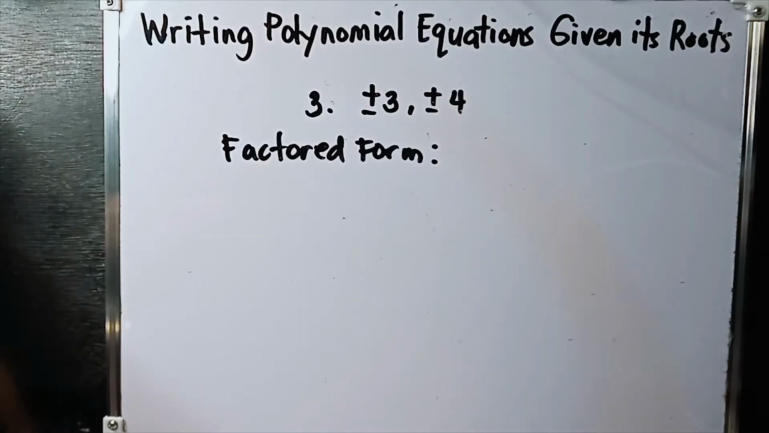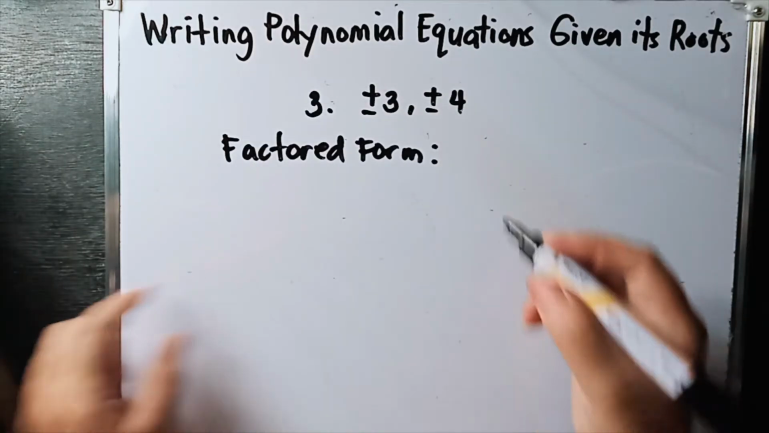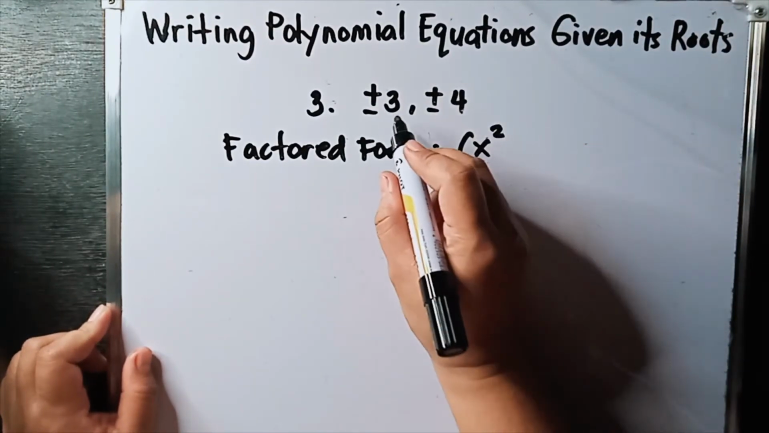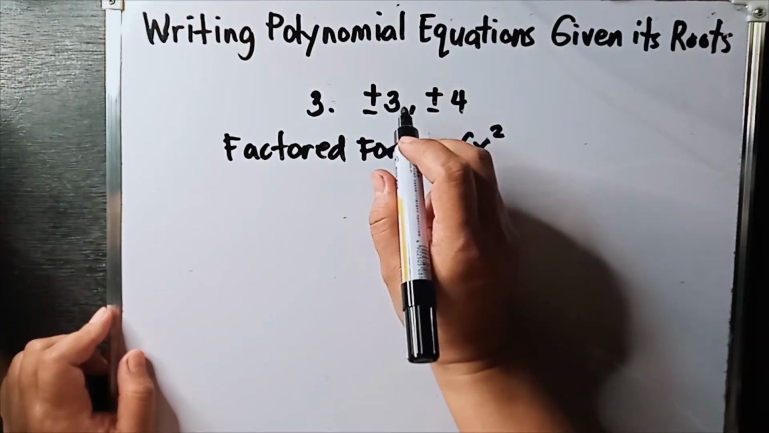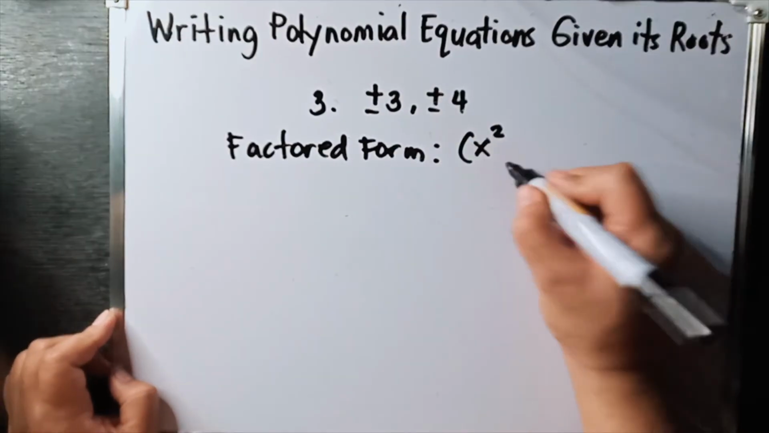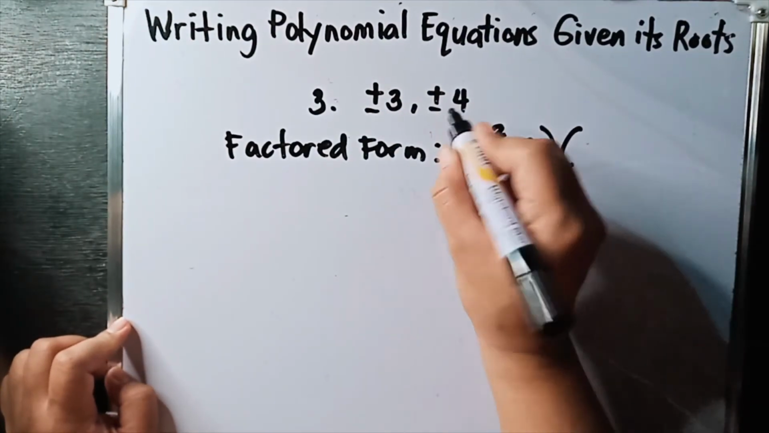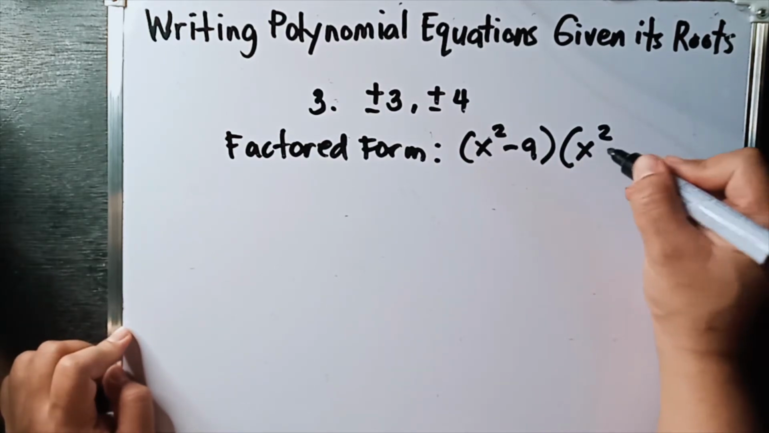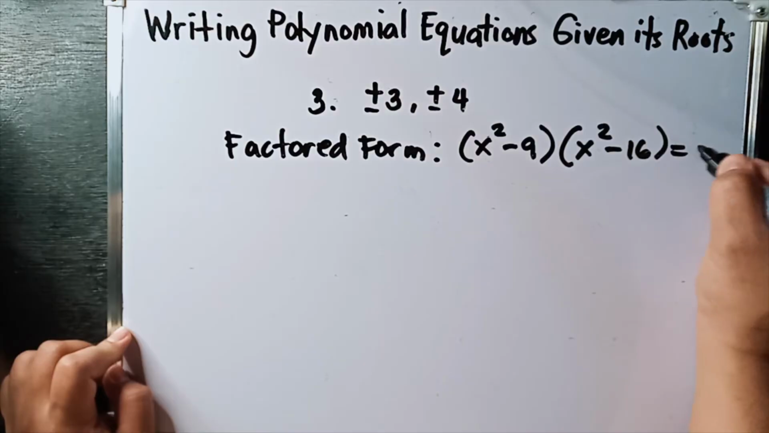So let's work on problem number 3. On doing this, you just need to make x squared and then multiply positive 3 times negative 3 is negative 9. How about for positive negative 4? So it is equivalent to x squared minus 16 equals 0.